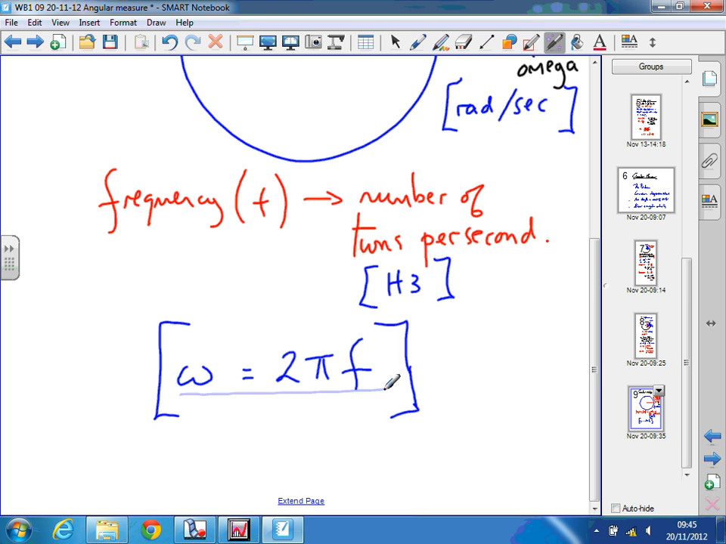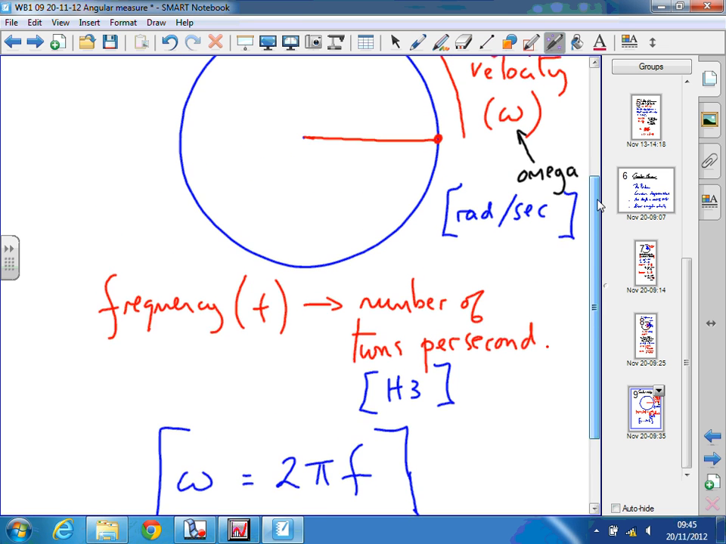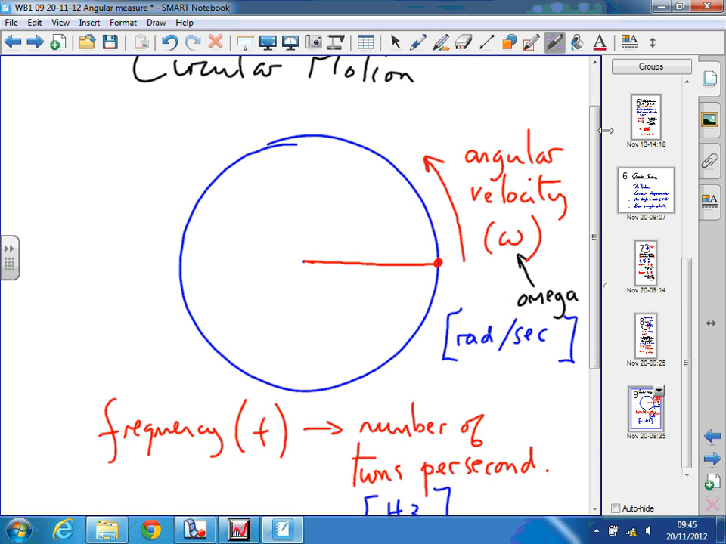Now, linear velocity, v, so this is the linear velocity, we know what that is, it's just distance travelled per second, isn't it? Meters per second. If I go 1 complete turn in a second, in terms of distance, in terms of meters, how far has this thing gone?